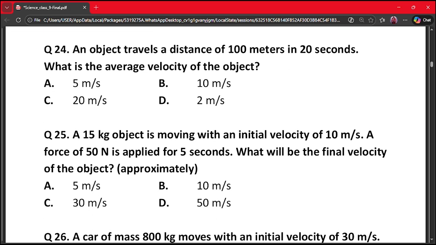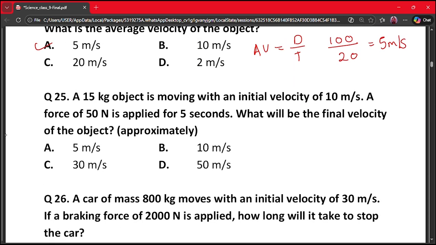Our next question is question number 24. An object travels a distance of 100 meter in 20 seconds. What is the average velocity of the object? A. 5 meter per second, B. 10 meter per second, C. 20 meter per second and D. 2 meter per second. So average velocity is equal to distance by time, and our distance is 100 and time is 20, so this will give us 5 meter per second. So our correct answer is option A.